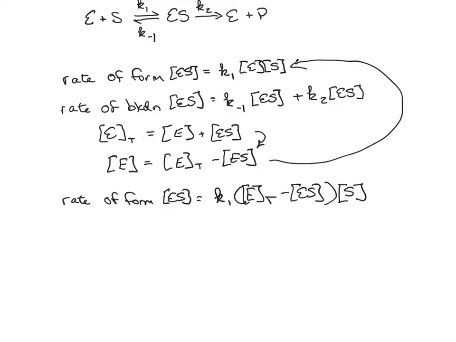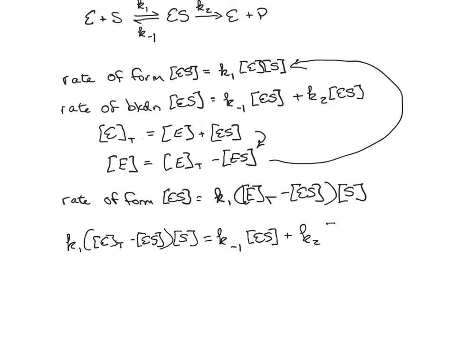So let's do that. Here's the rate of formation, K1 times E total minus ES times substrate, equals the rate of breakdown, K-1 times ES plus K2 times ES.